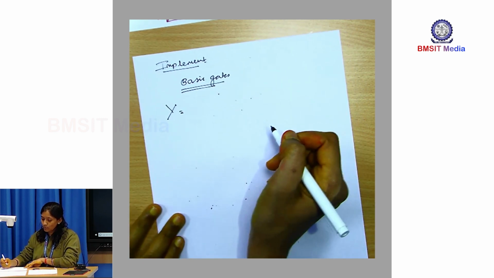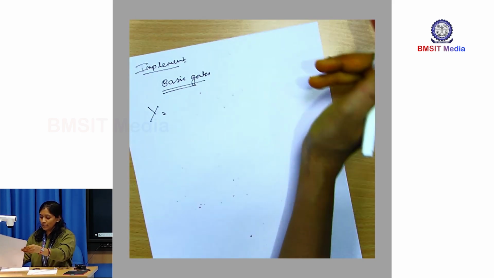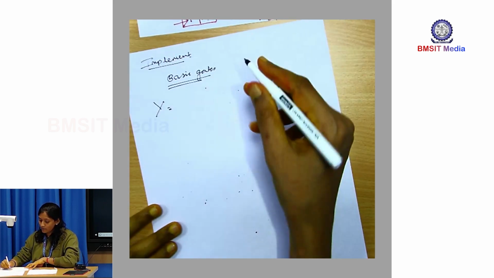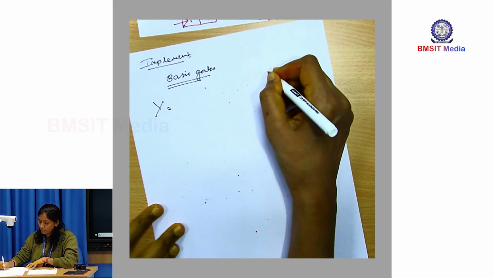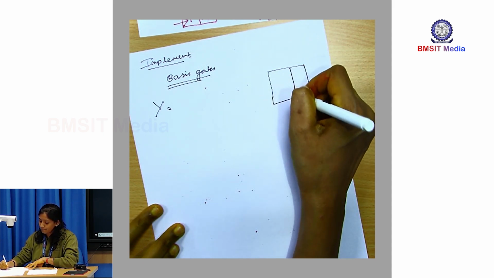As I told previously, we have the truth table. From this truth table, so we have our truth table. Let me rewrite the truth table once again for our reference.